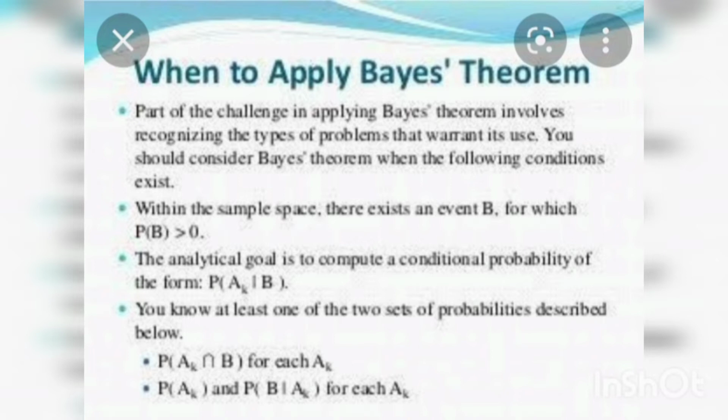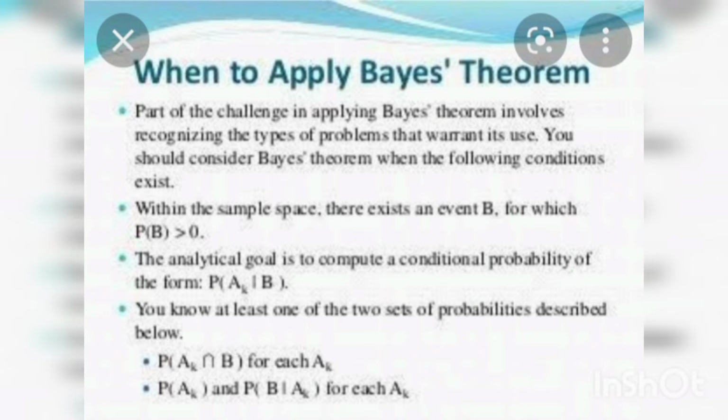When to apply Bayes theorem? Part of the challenge in applying Bayes theorem involves recognizing the types of problems that warrant its use. You should consider Bayes theorem when the following conditions exist. Within the sample space, there exists an event B for which P of B is greater than 0. The analytic goal is to compute the conditional probability of the form P of A given B. You know at least one of two sets of probabilities described below: P of A intersection B for each A, and P of A and P of B given A for each A.